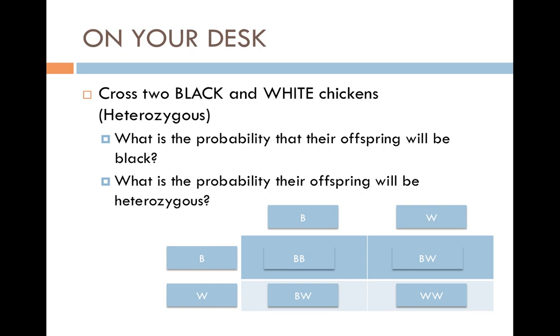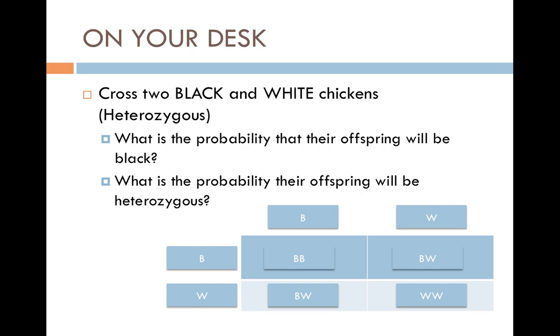And then what is the probability their offspring will be heterozygous? Again, meaning they inherited two different versions of the allele. If we look, we have two heterozygous offspring possibilities. That would be a 50% chance. And then, of course, there would be a 25% chance that the offspring would be white, or totally white. So that's codominance. It's very simple.